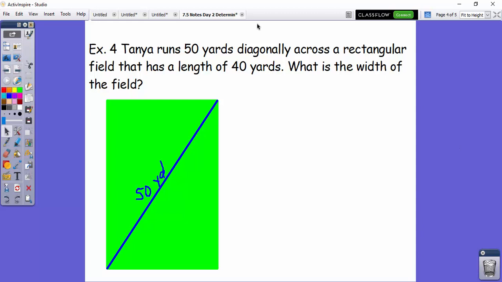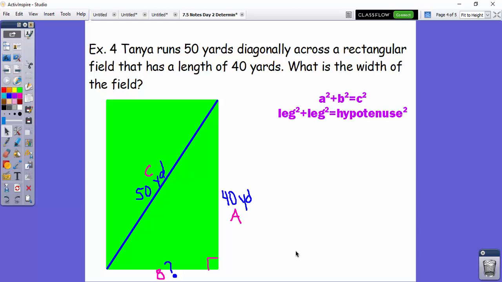Then it said the field has a length of 40 yards. So the field is 40 yards long, top to bottom. What is the width of the field? So we want to know the width right here. You can see we have a right triangle formed here. We have a leg A of 40 yards. Leg B, we don't know how long it is. And the hypotenuse C is 50 yards.